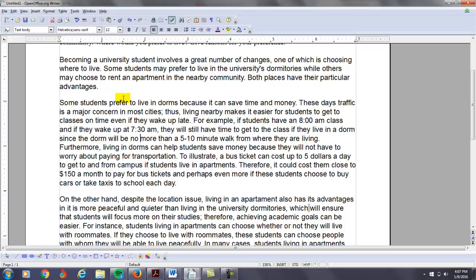where they're living. Furthermore, living in dorms can help students save money because they will not have to worry about paying for transportation. To illustrate, a bus ticket can cost up to $5 a day to get to and from campus if students live in apartments. Therefore, it could cost them close to $150 a month to pay for bus tickets, and perhaps even more if these students choose to buy cars or take taxis to school each day.